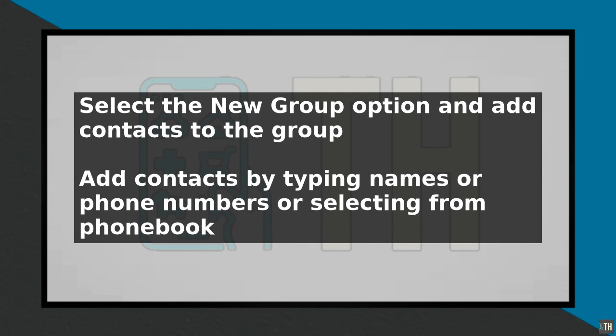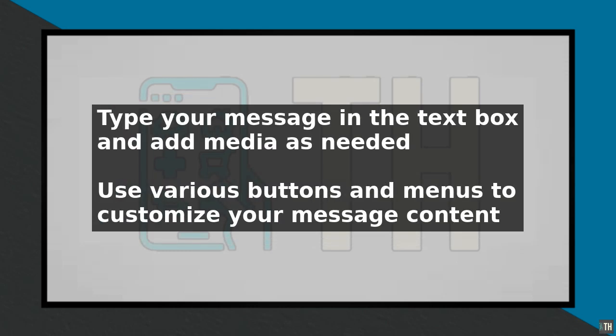You can add up to a certain number of contacts to a group, depending on your phone's capabilities and your carrier's limits. Once you have added all the contacts you want to include, type your message in the text box at the bottom of the screen. You can add text, images, videos, and other media to your message by using the various buttons and menus available. When you are finished composing your message, tap the Send button to send it to the group.